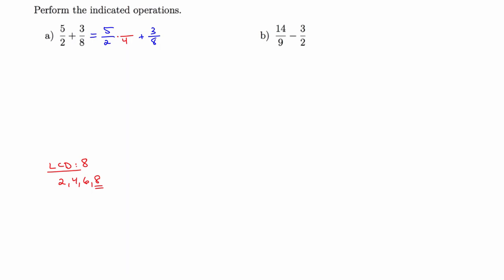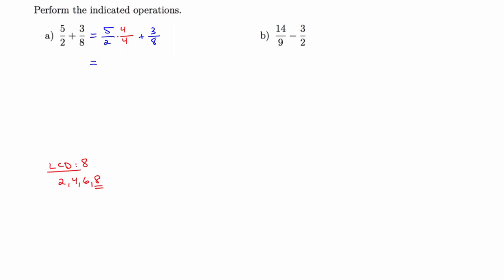But the way we manipulate fractions is we must multiply the fraction 5 over 2 by some form of 1. So if we multiply the denominator by 4, we also need to multiply the numerator by 4, because that fraction of 4 over 4 equals 1, and by multiplying by 1 we're not changing the value, we're simply changing how it looks.